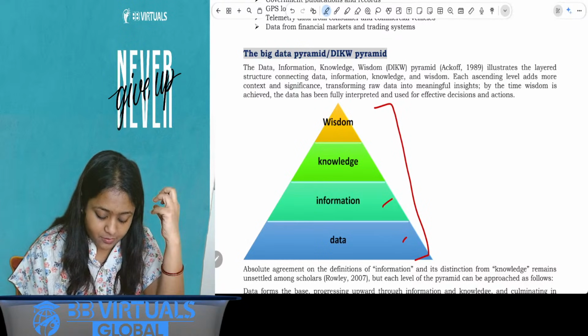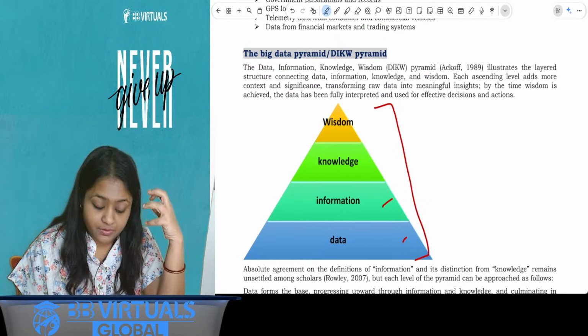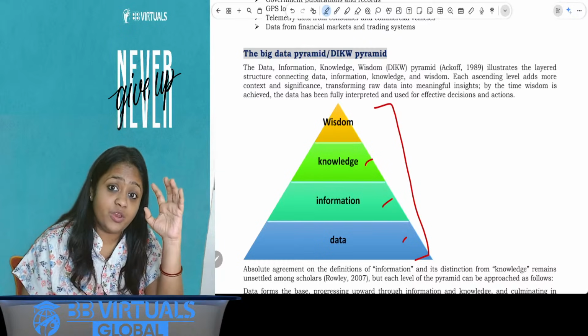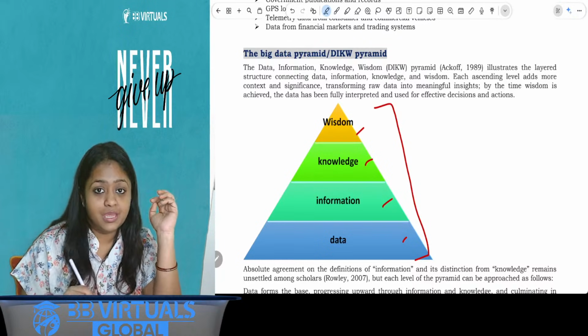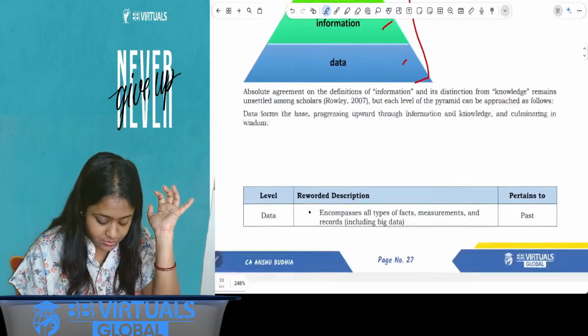And it says that when you interpret this information and draw conclusions, you are at the knowledge level. When you use them for effective decision making, that's wisdom. So the big data pyramid includes data, information, knowledge, and wisdom.